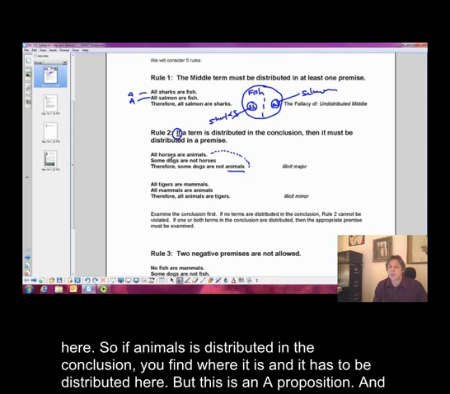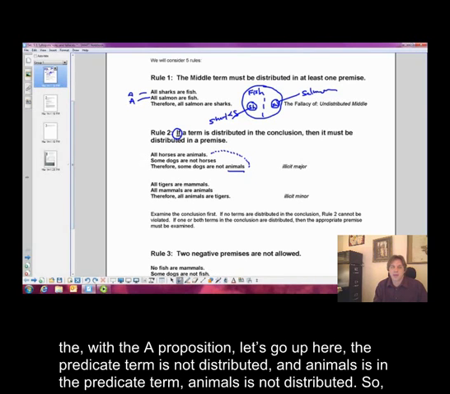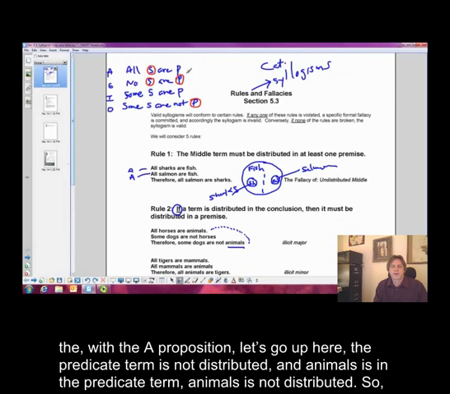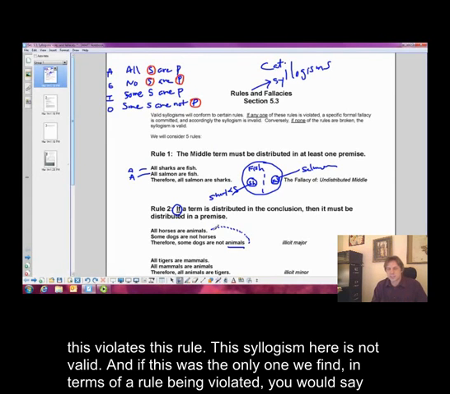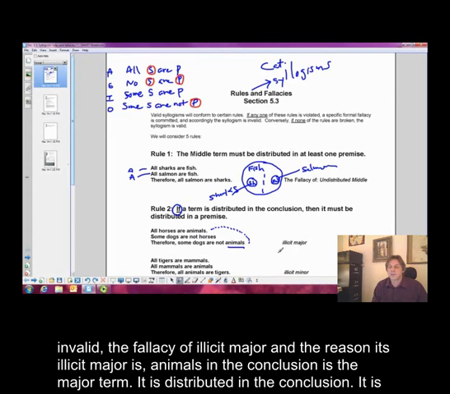But this is an A proposition. And with the A proposition, let's go up here. The predicate term is not distributed, and animals is in the predicate term. Animals is not distributed. So this violates this rule. This syllogism here is not valid, and if this was the only rule we'd find being violated, you'd say invalid, the fallacy of illicit major, and the reason it's illicit major is animals in the conclusion is the major term.